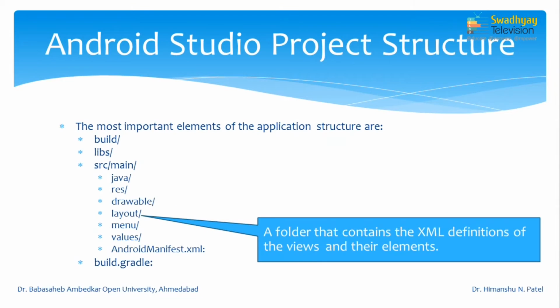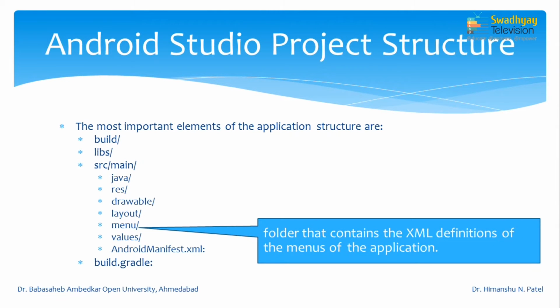Next is layout. We already discussed what a layout is. A layout represents your interface. How your controls are organized in the user interface is specified by the layout. All layouts are XML files and these XML files are stored in the layout folder. Again, menu is also a resource. So it is again stored as an XML file and this XML file is stored in the menu folder, normally called menu.xml. So all menu definitions are stored in the menu folder.